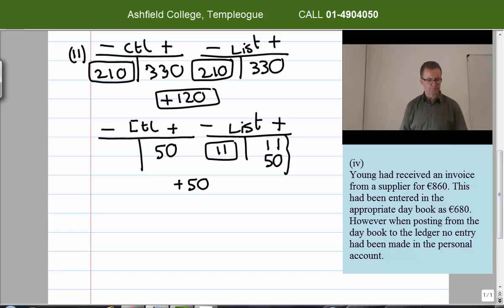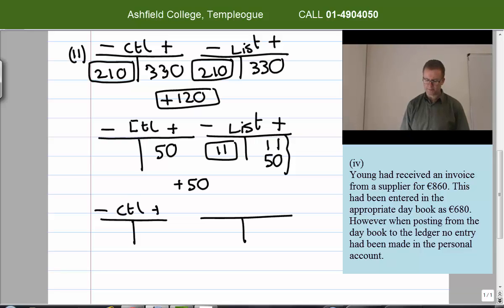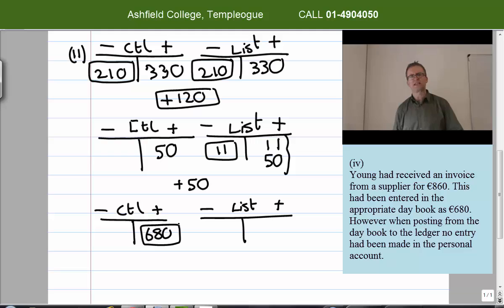On to number 4. Young had received an invoice from a supplier for €860. Receiving an invoice means we're talking about credit purchases. So I'm going to open up the control account and open up the list again. Minus and plus and minus and plus. Question says, was entered in the appropriate daybook as €680. Automatically daybook means control, so I put plus €680 into a box. It goes on the credit side because it's credit purchases. The invoice tells us we're going to receive an invoice and owe more money.